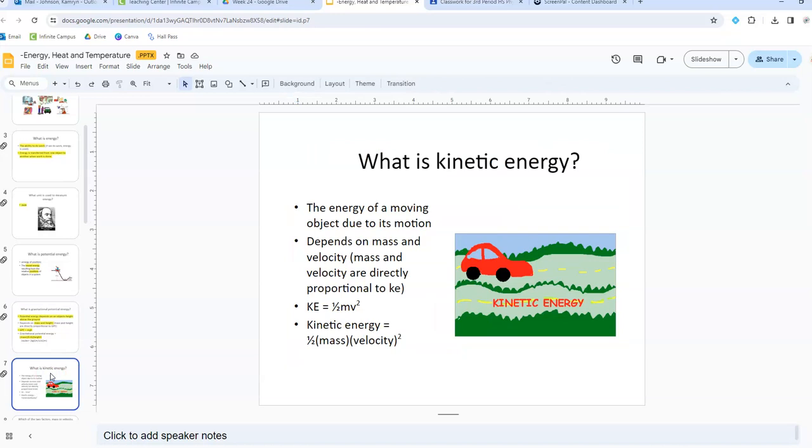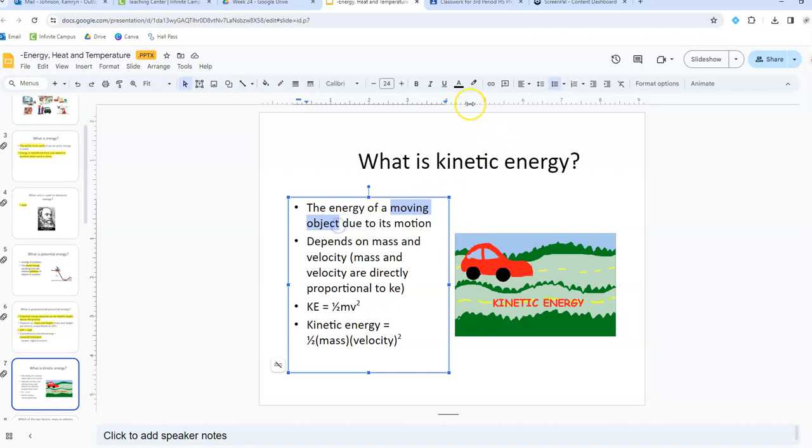Okay, now let's talk about kinetic energy. Let me flip my notes to know what I wanted you to highlight. Kinetic energy is energy of a moving object. This depends on its mass and velocity, and we can also say mass and speed because we know that velocity is just speed with a direction. So this depends on its mass and its velocity. They are directly proportional, which means mass goes up, kinetic energy goes up, velocity or speed goes up, kinetic energy goes up.